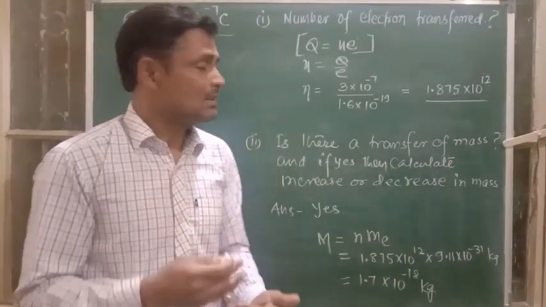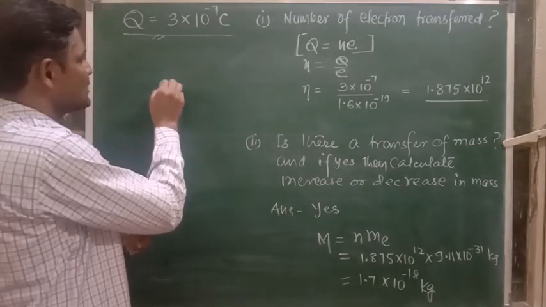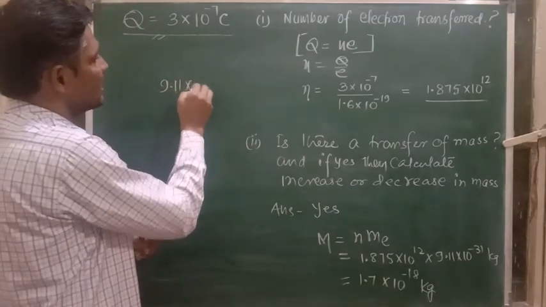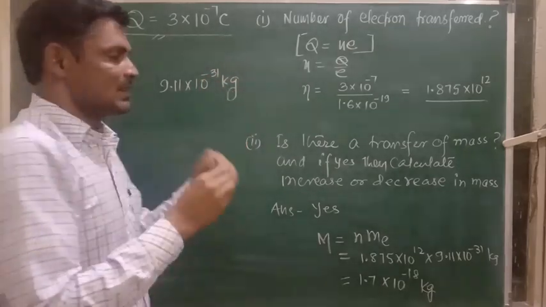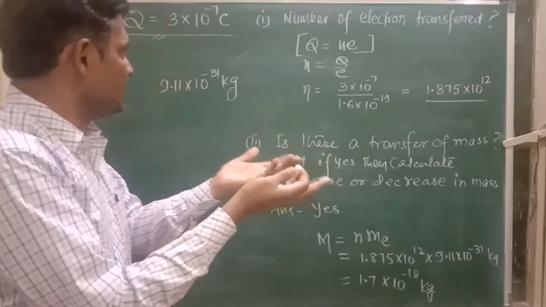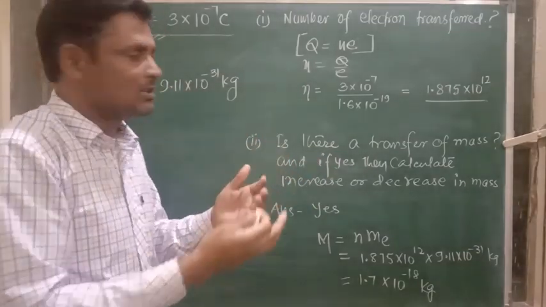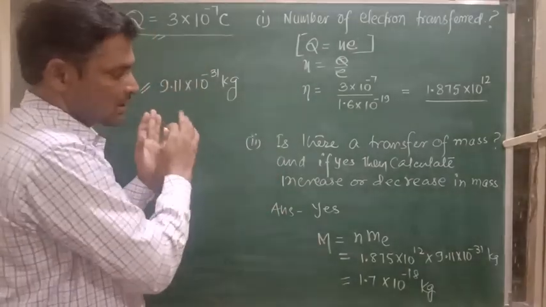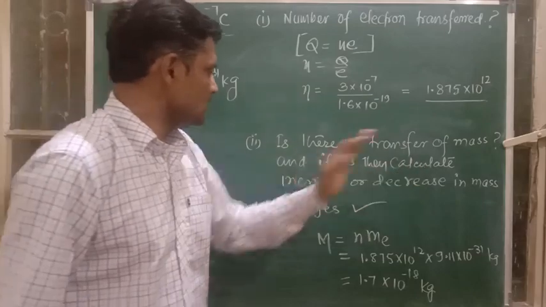The next part of the question is, is there a transfer of mass? Yes, since there is a transfer of electrons and each electron has a mass of 9.11 into 10 to the power minus 31 kg. So if charge has been transferred, that means electrons have been transferred, and if electrons have been transferred, then this much mass has been transferred. So there is a transfer of mass, and the answer is yes.